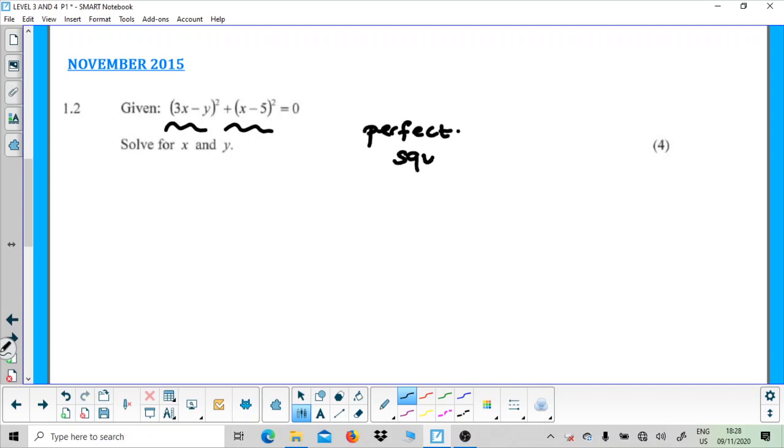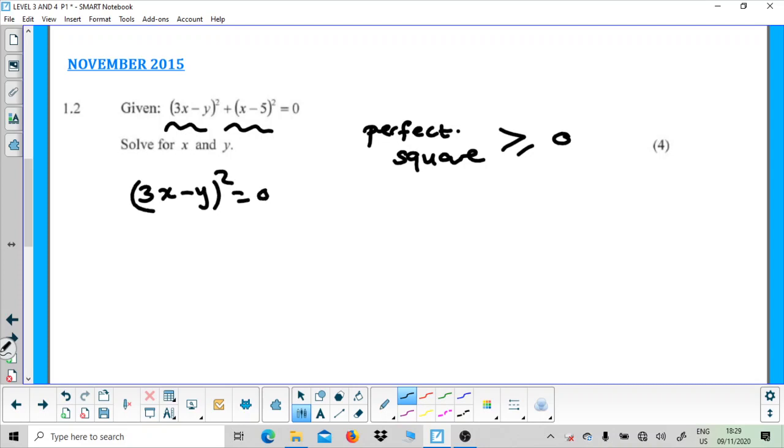Any perfect square is greater than or equal to 0. So what it means is that if we have 2 things that are perfect squares that are adding to give you 0, we don't have any other option than for both of them to be equal to 0. You can try to think of it in any other way, but you will realize that only this can work.